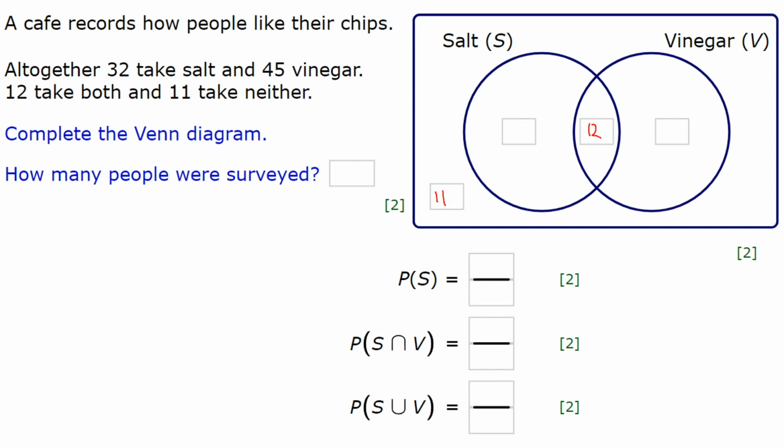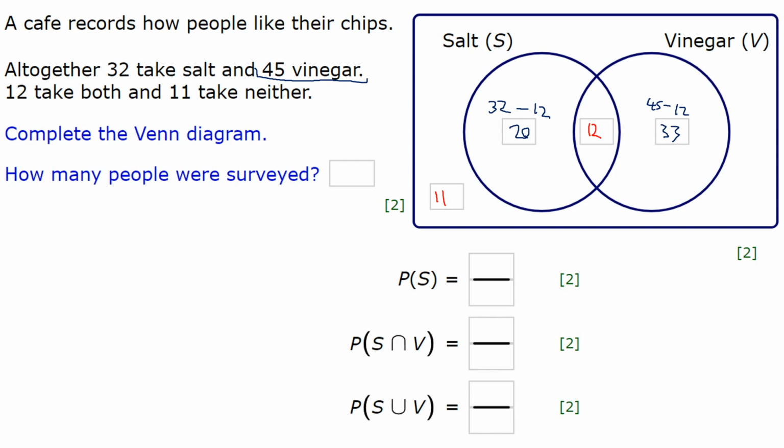We're told that 32 take salt, okay? Which means that of all the people who take salt, 12 take both salt and vinegar. So therefore, this number is just going to be 32 minus 12, which is just 20. And for the other one, we're told 45 represent vinegar. So 45 minus 12 is equal to 33 that take just vinegar and nothing else. Okay?